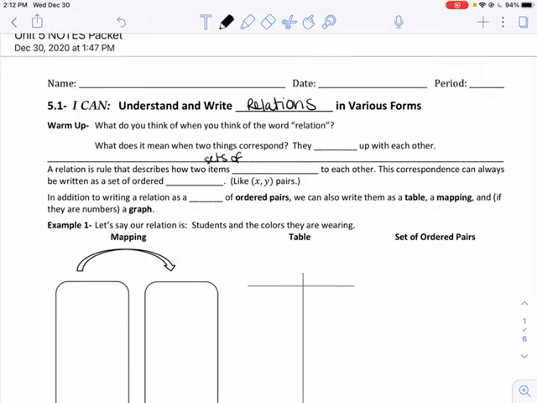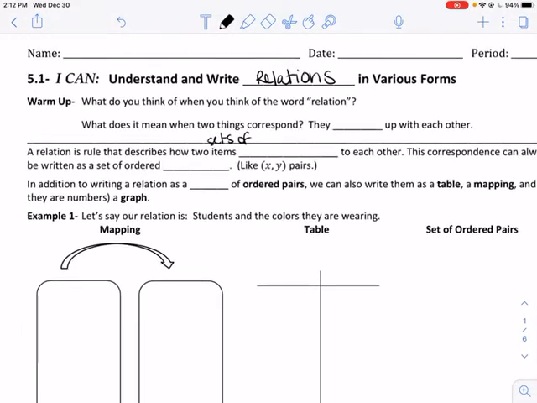In today's video, we're going to understand and write relations. You have heard of the words relation, relationship, and related, and it usually talks about some sort of connection. It's the same way in mathematics. In math, a relation is a rule that describes how two sets of items correspond to each other, or how they're connected.